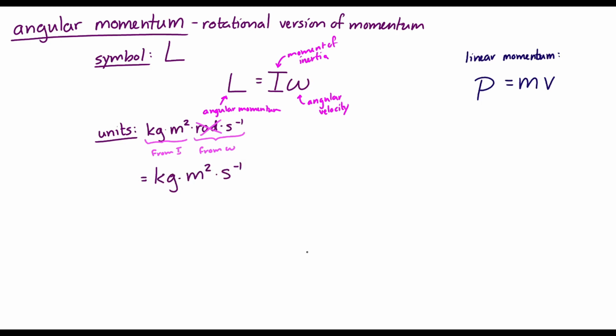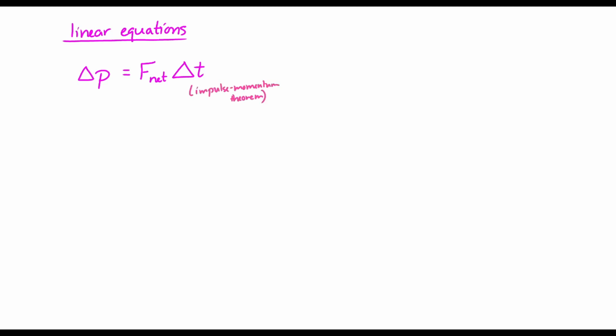And we can keep going with this. So I'm going to write down some equations in the linear sense. Here we have the change in the momentum is equal to the net force times the time. If you remember back, that's the impulse momentum theorem. Change in momentum is just impulse. But also I could write down that the change in the momentum is equal to the change in mv. That makes sense, since momentum is equal to m times v.